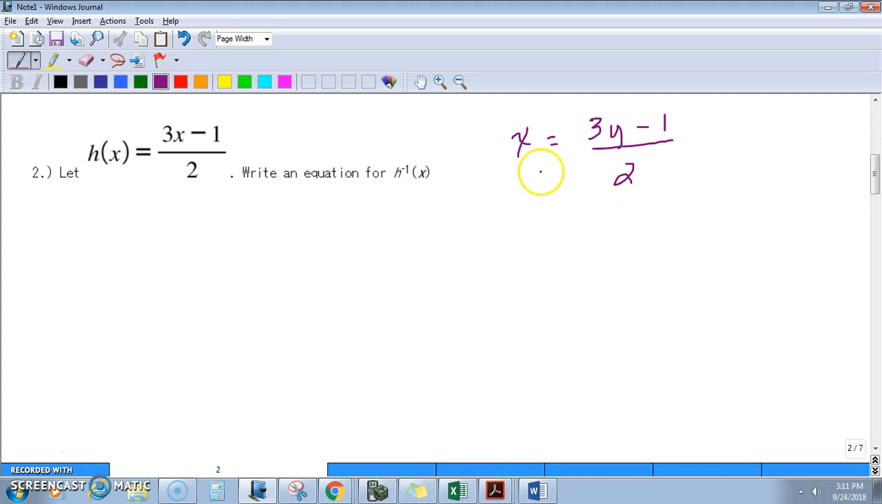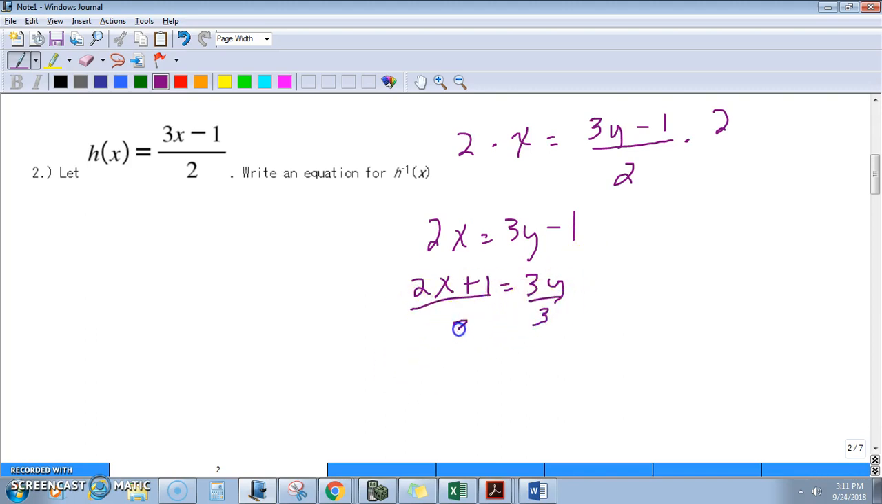Okay? So what I'm going to do is I'm going to multiply both sides by 2 first to get rid of the denominator. So 2x equals 3y minus 1. Then we're going to add 1 to both sides. And then divide both sides by 3. So I'm going to switch that up, actually. I'm going to divide by 3, but I'm going to put my y on this side. I can't stand having my y on the right side. So y is equal to (2x plus 1)/3.